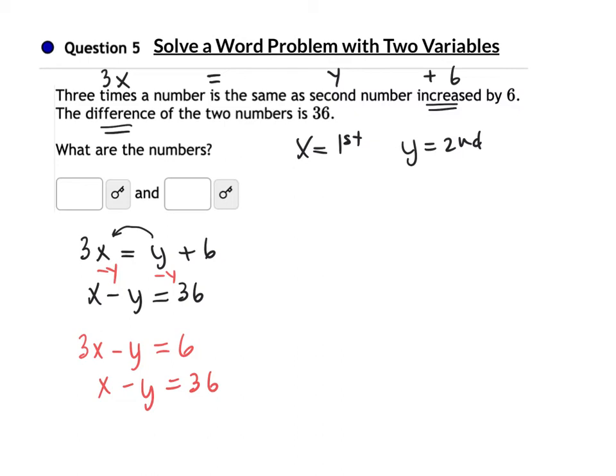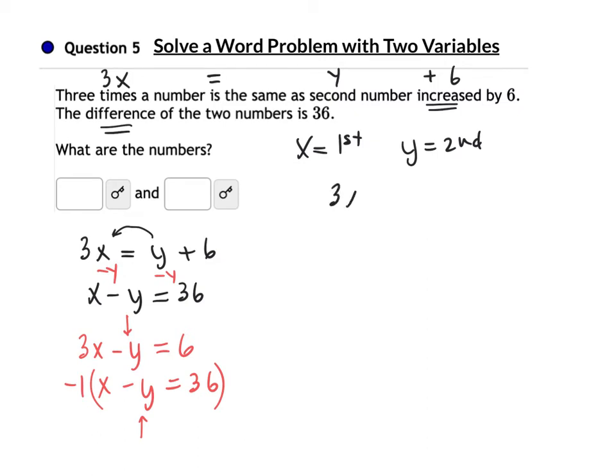If I'm going to use elimination, I'd like a pair of opposites. That way when I add, they get eliminated. Notice that the y's are the same, negative y, negative y. The easiest way to get a pair of opposites is to multiply one of the equations by negative 1. Doesn't matter which, you could do the top or the bottom. I'm going to do the bottom equation. Multiply everything by negative 1, and that'll flip all the signs.